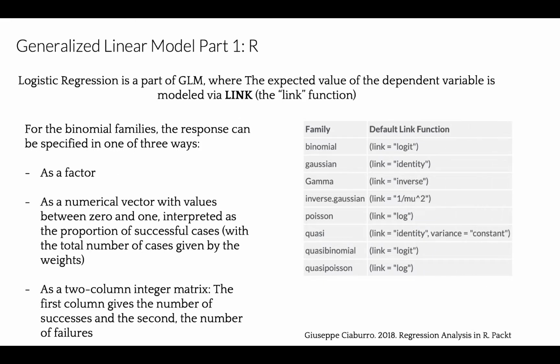Logistic regression is a part of the GLM, generalized linear model, where the expected value of the dependent variable is modeled via a link function. There is a large family of link functions: binomial, Gaussian, Poisson. For the binomial family, and this is the focus of this lesson, the response can be specified in one of 3 ways: as a factor, as a numeric vector with values between 0 and 1, or as a 2-column integer matrix, where the first column gives the number of successes, 1s, and the second the number of failures, 0s.